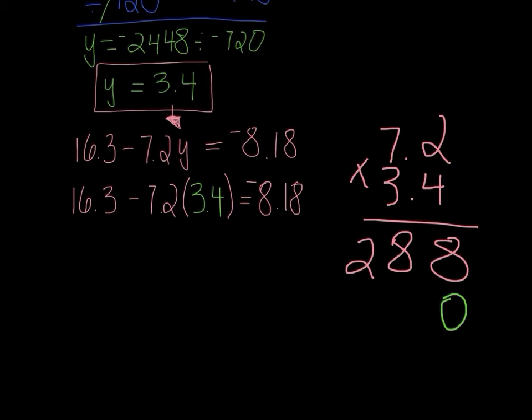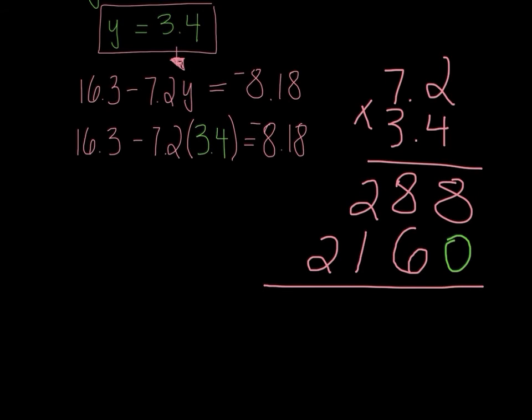And say to myself, 3 times 2 equals 6. And 3 times 7 equals 21. Then I'm going to add all these numbers together, and I will get 8, and then 8 plus 6 equals 14. Bring down the 4, carry a 1. 1 plus 2 plus 1 equals 4, and then the 2.